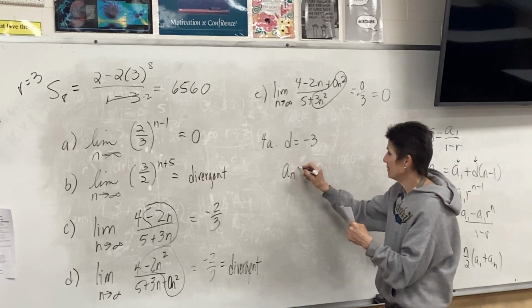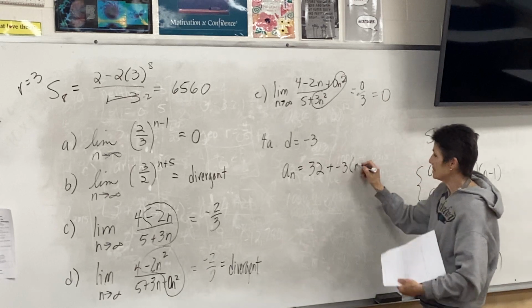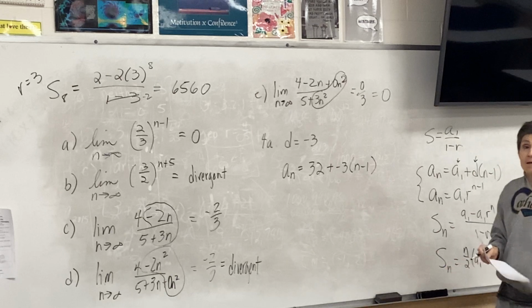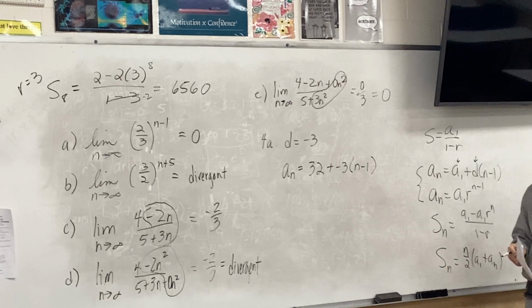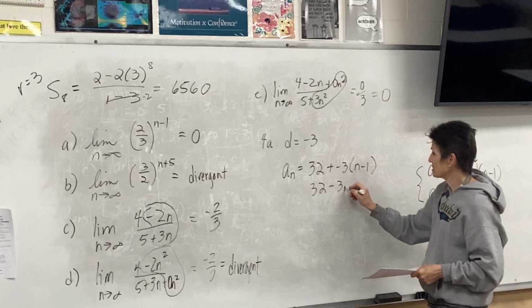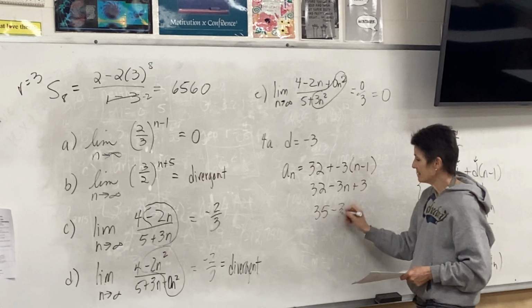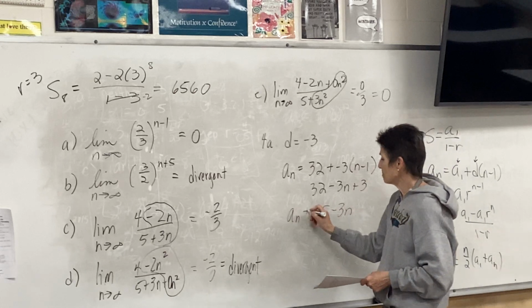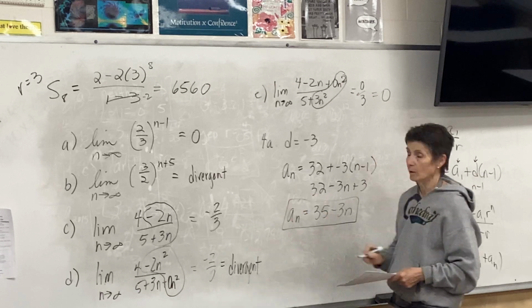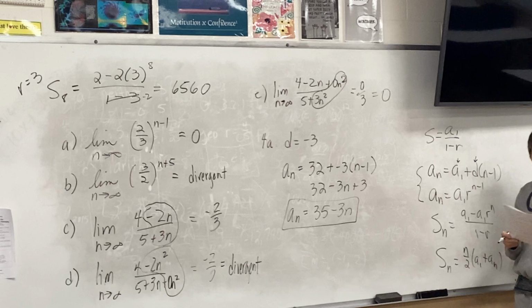So A sub n equals 32 plus negative 3 times n minus 1. That is the explicit rule. Now I clean it up if I can, and I can. This is 32 minus 3n plus 3. So 35 minus 3n, that is my explicit rule. That is my explicit rule for the sequence in problem 4A.